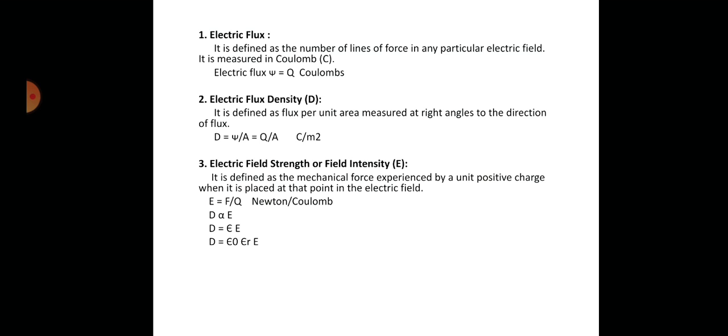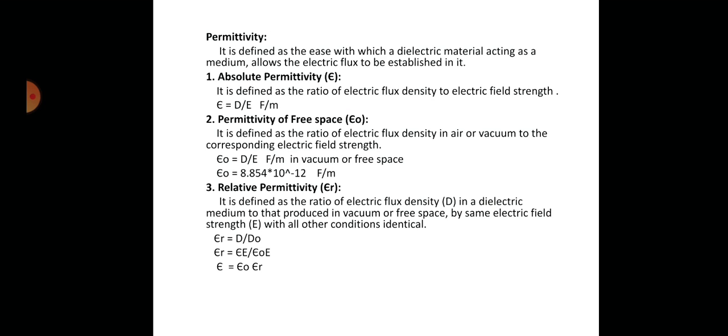Now the third one is electric field strength or electric field intensity, which is denoted by capital E. It is defined as the mechanical force on a unit positive charge placed at that point in the electric field. So E is F upon Q, and the unit is Newton per coulomb. Now D is directly proportional to E. When I remove the proportionality sign, D equals epsilon E, or D equals epsilon 0 epsilon r into E.